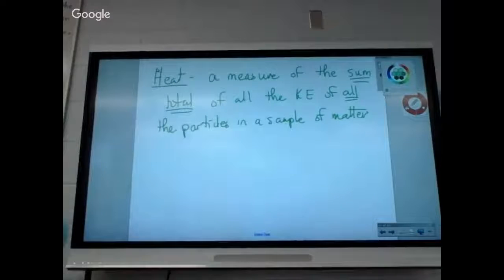Okay, it's a measure of the sum total of all the kinetic energy of all the particles in a sample of matter.